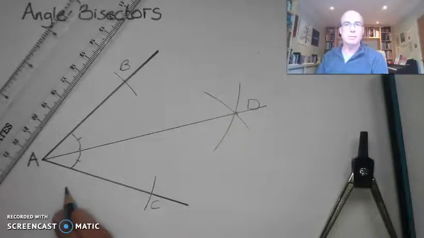Okay, what I'd like to do in a moment is pause the video and then have a go at the exercises that have been set. Once you've done those, restart the video and we'll have a look at perpendicular bisectors.